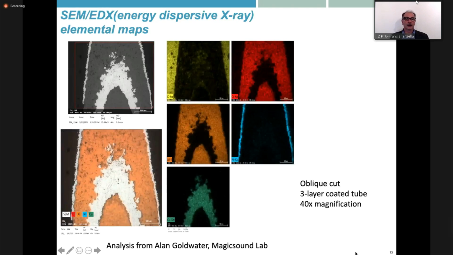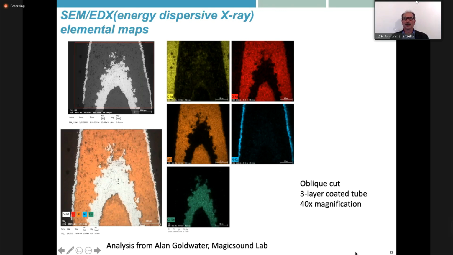We now transition from the physical analysis portion of the talk to the chemical analysis portion. Energy dispersive X-ray analysis uses the X-ray energies of individual elements when exposed to an X-ray beam in the SEM's vacuum chamber. EDX of the same oblique cut sample shown earlier can tell you quite a bit about its composition.